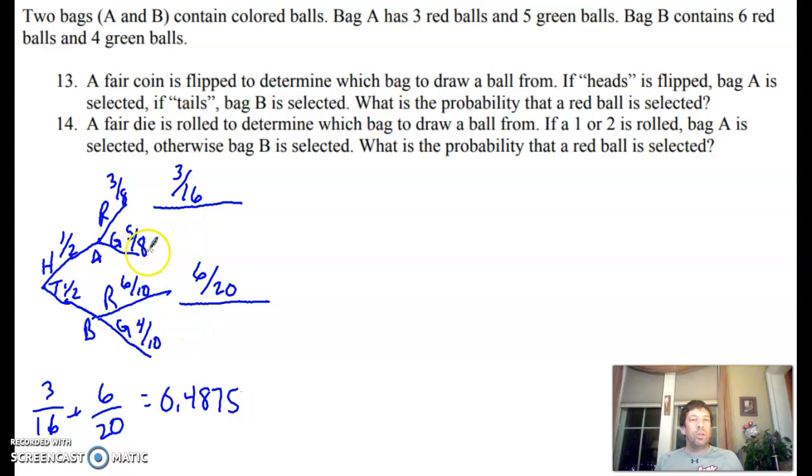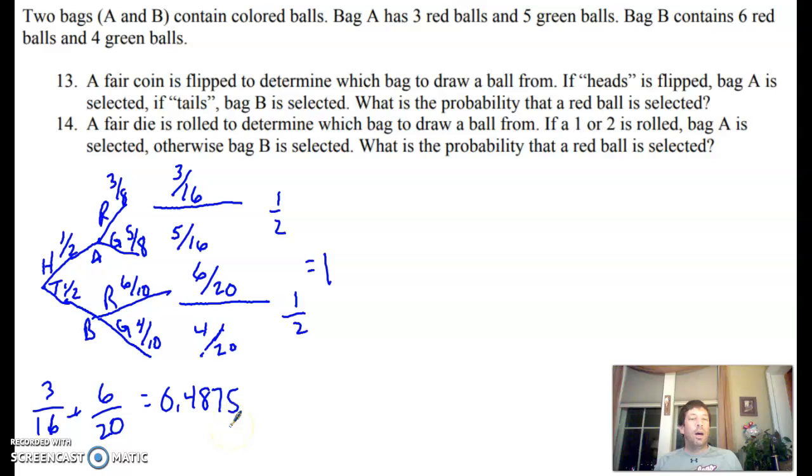Now, something else that I want to show you here too. If we did multiply these out, 1/2 times 5/8, 1 times 5 is 5, 2 times 8 is 16, and down here 1/2 times 4/10, 1 times 4 is 4, 2 times 10 is 20. And now if we add all of these up at the end, 3/16 plus 5/16 is 8/16, which is 1/2. 6/20 plus 4/20 is 10/20, which is 1/2. And 1/2 plus 1/2 is 1. Your probabilities at the end always have to add up to 1.